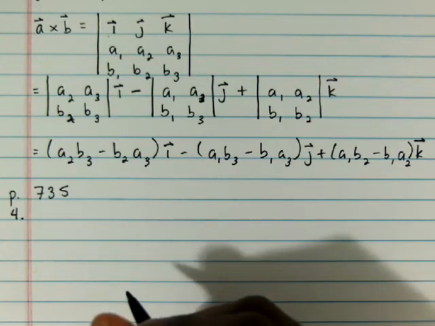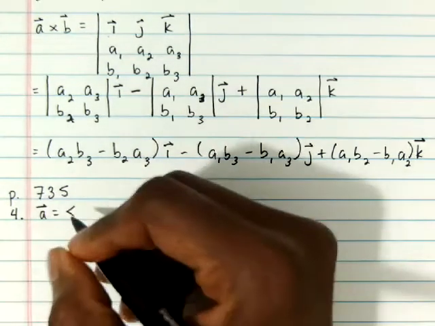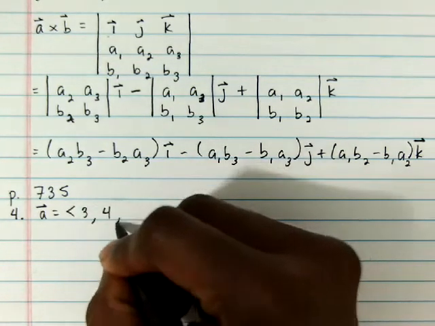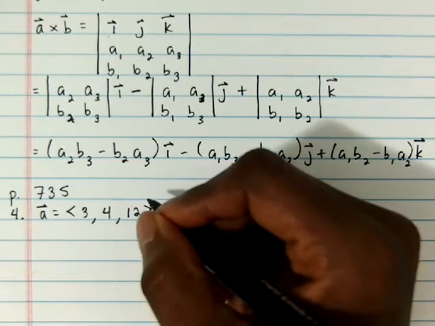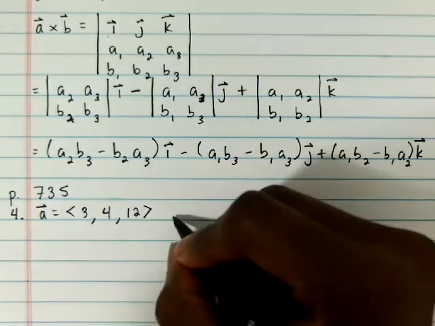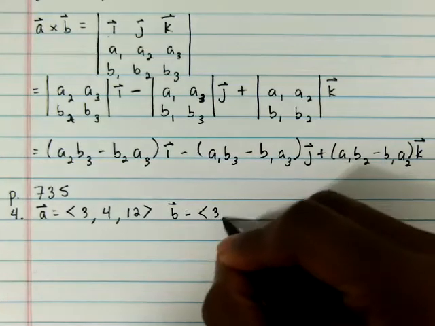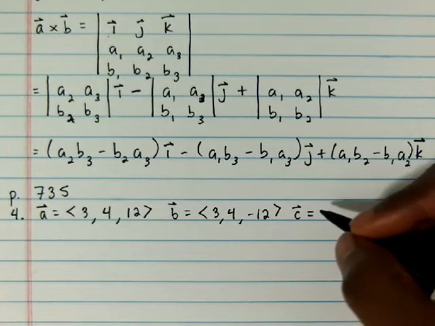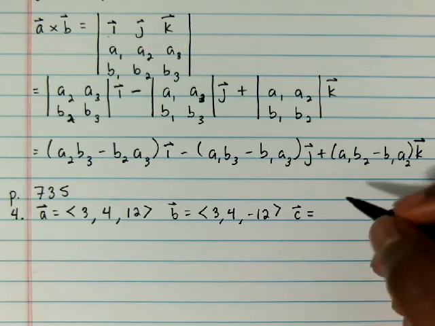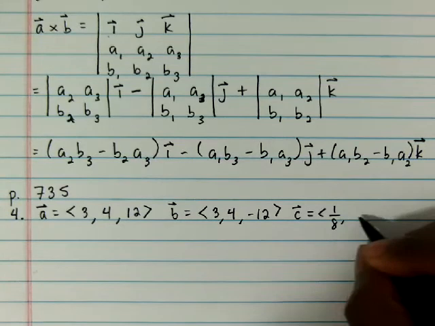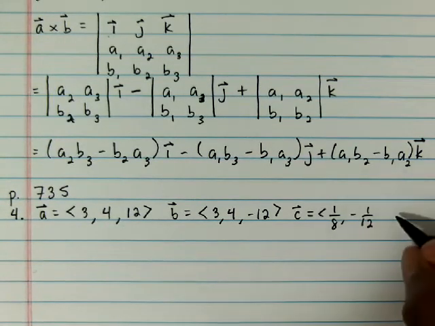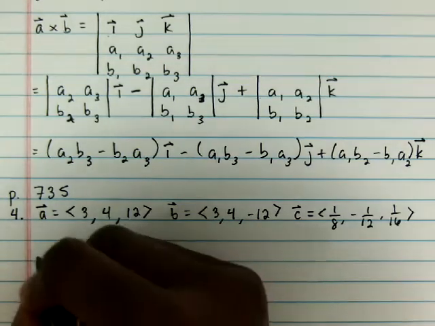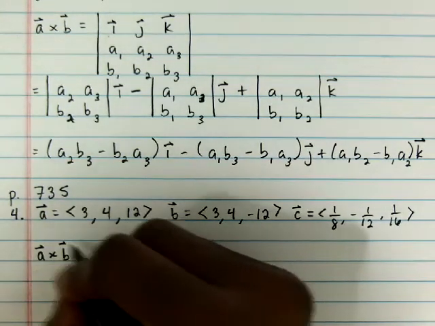So we're given 3 vectors. The vector A is 3, 4, 12. The vector B is 3, 4, negative 12. And the vector C is 1/8, negative 1/12, and 1/16. All right, so they want us to find A cross B. It's the first thing that they want us to find. So A cross B.